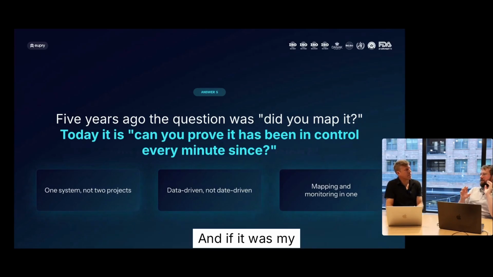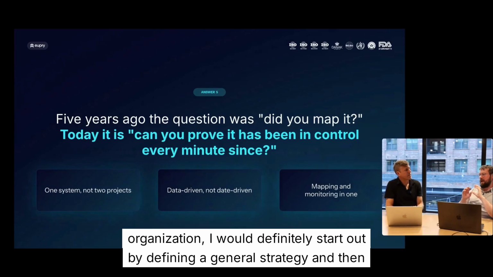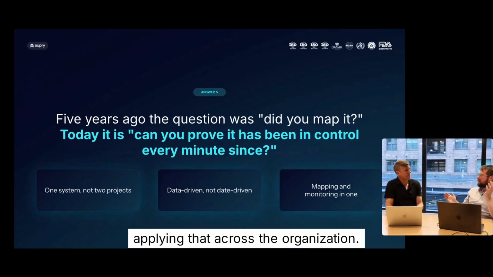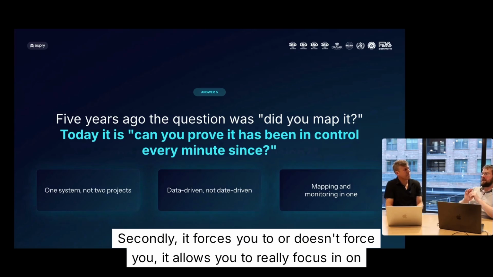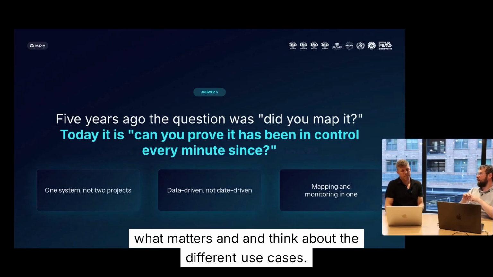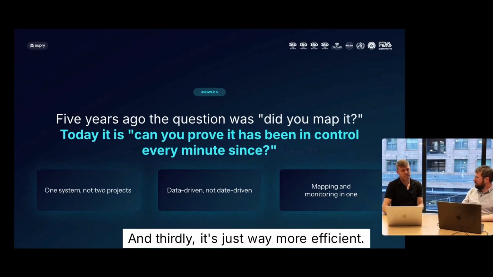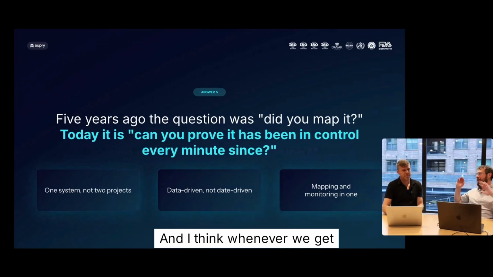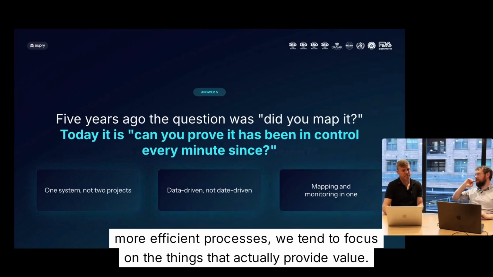And if it was my organization, I would definitely start out by defining a general strategy and then applying that across the organization. First, it makes it a whole lot easier. Secondly, it allows you to really focus in on what matters and think about the different use cases. And thirdly, it's just way more efficient. And I think whenever we get more efficient processes, we tend to focus on the things that actually provide value.